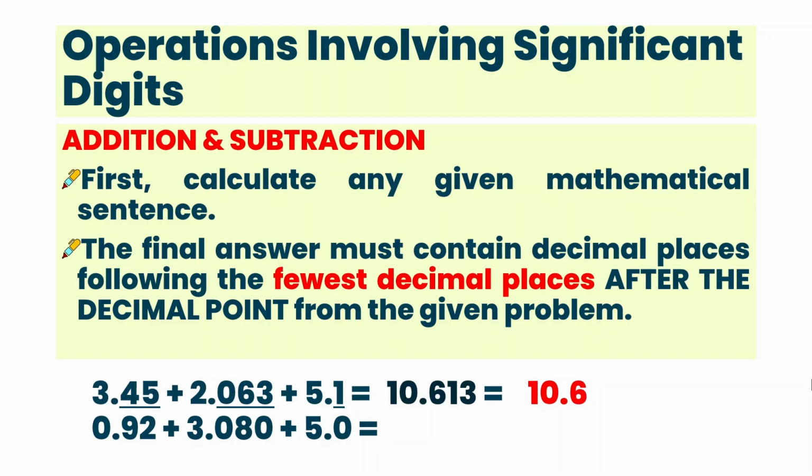So what about this? 0.92 plus 3.080 plus 5.0. If you calculate this, this would be exactly 9. And then this is not the final answer because it must contain a decimal place following the fewest decimal place from the given problem. The fewest decimal place is in 5.0, and that only has one decimal place, 0. So therefore, the correct answer must be 9.0. So you have to follow the fewest decimal place.